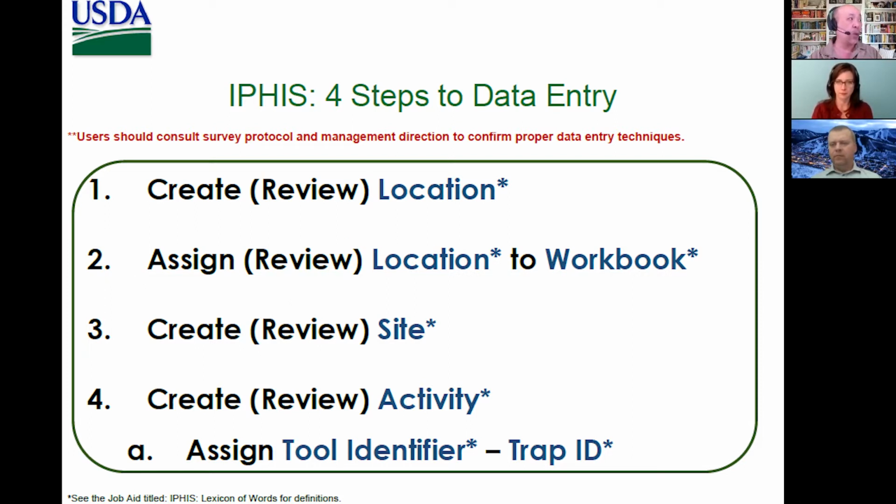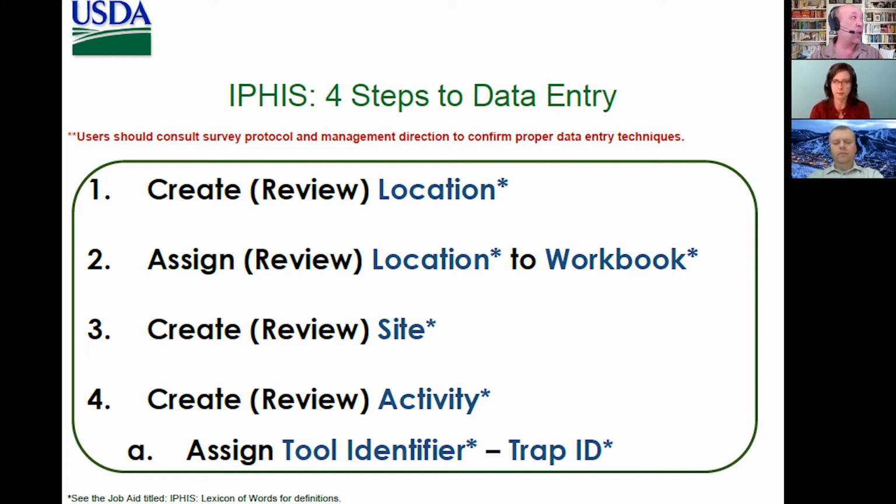You're going to create or review a workbook and then assign location, create or review a site, create or review an activity, and then finally make sure that you assign your tool identifier or your trap ID to that particular activity when you're trapping. This tool identifier could also be the compliance agreement number or entering in the permit number, whatever that may be, but that's the thing that you're tracking.